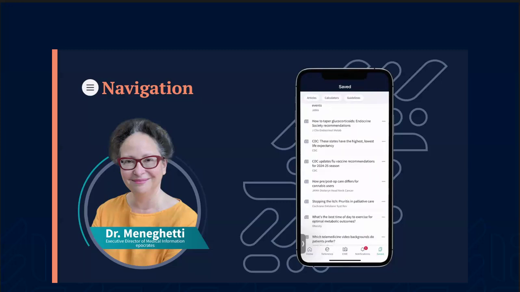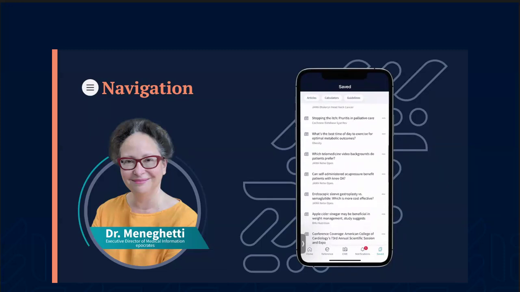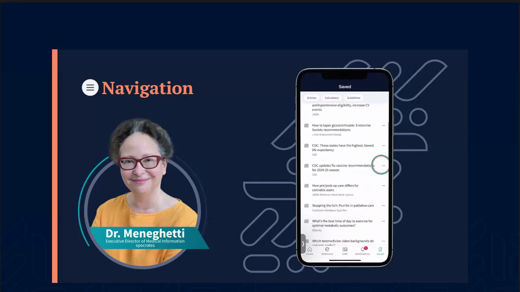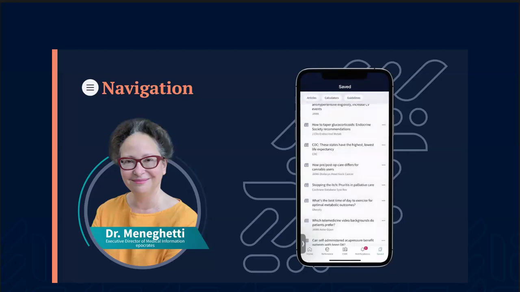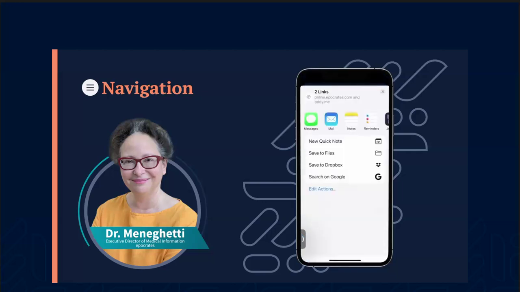This works for news articles, drugs, guidelines, diseases, calculators, and more. To clear an item from your Save tab, just tap on the three dots right after it and choose Unsave. If you'd like to share an item that's in your Save tab, just click on it and choose the Share button, and you can send it to someone else.